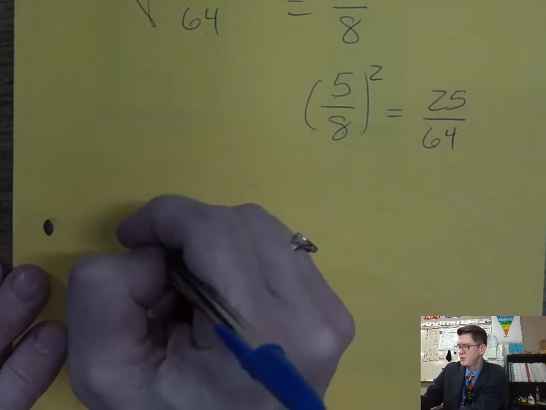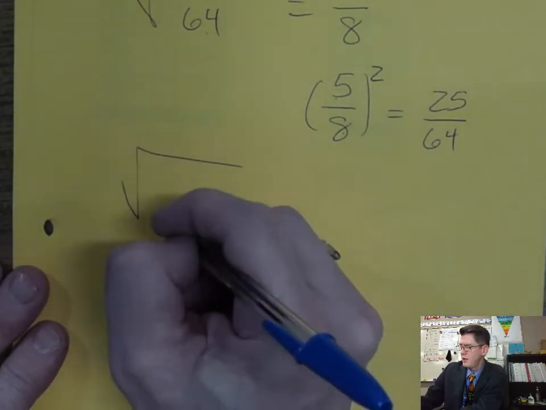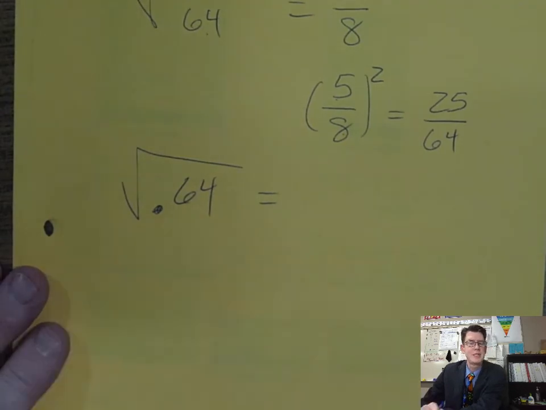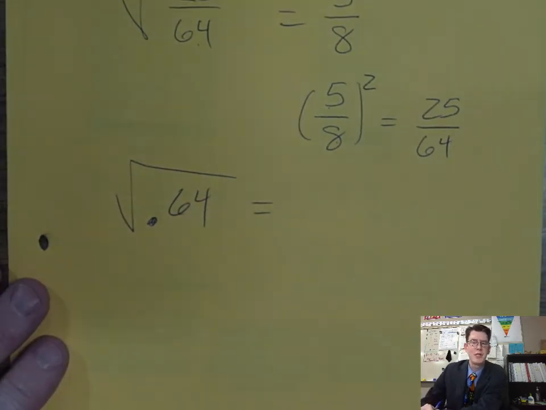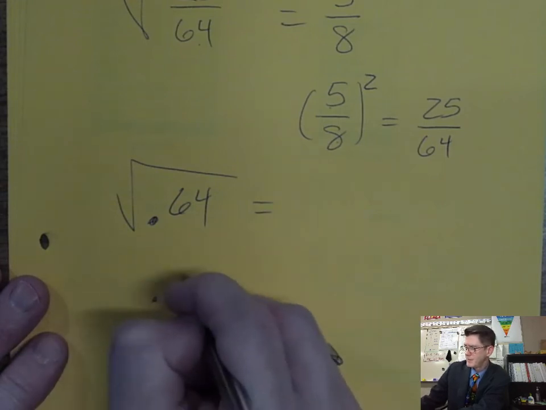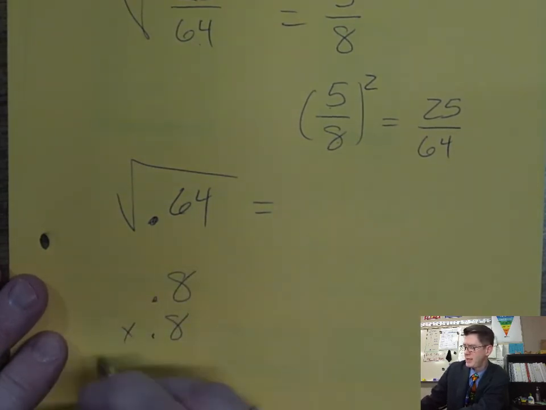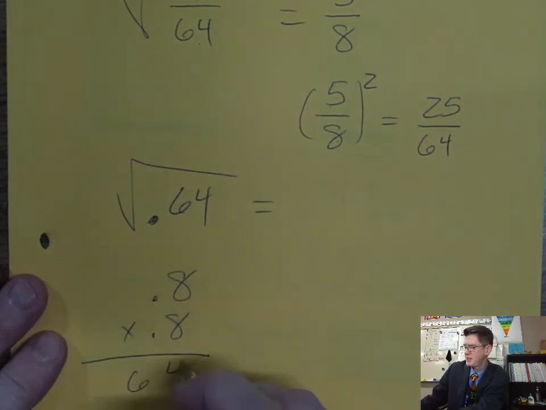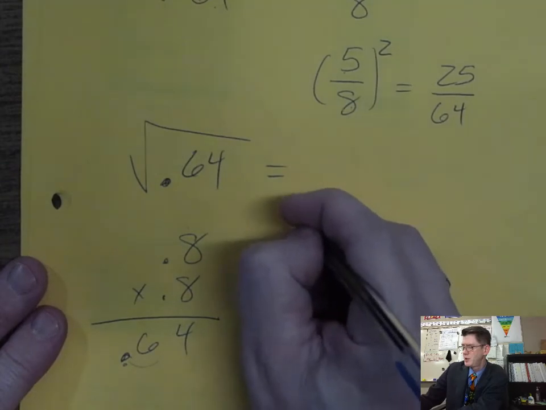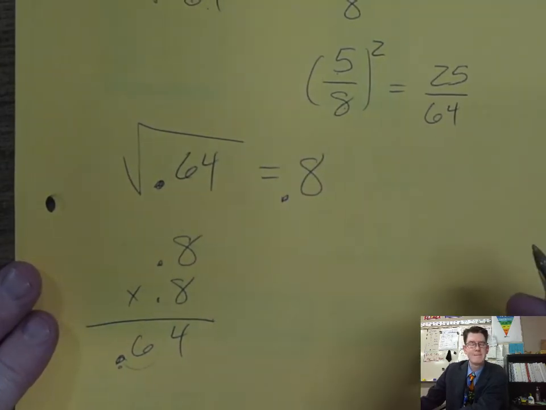And you can do it with decimals as well. What's the square root of 0.64? What number times itself gives you 0.64? Well, like this, 0.8 times 0.8. 8 times 8 is 64, and you have two numbers past the decimal, so you move it over 2 places, 0.64, so it's 0.8.